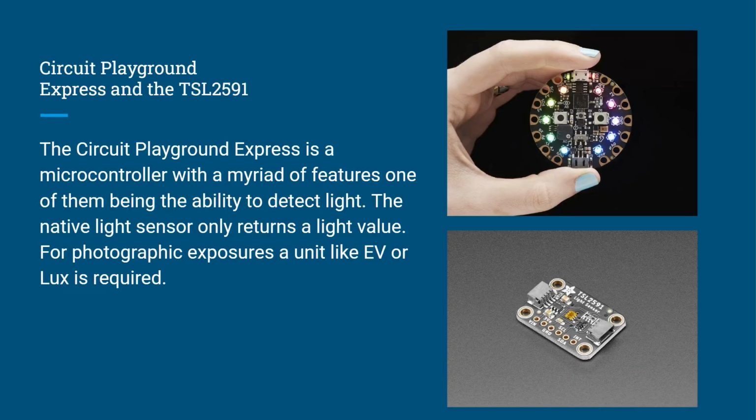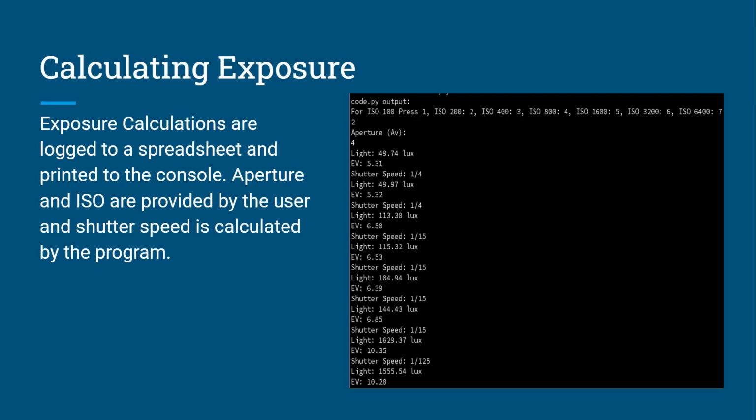So for this project I used the Circuit Playground Express, which is a microcontroller with plenty of features, one of them being able to detect light. The native light sensor only returns a light value. For photographic exposures, a unit like an EV or lux is needed, so that's where the TSL 2591 add-on really helps. It is a luminosity sensor, so it can read in lux. Lux can be converted to EV, which is exposure value, and then the EV can be used to calculate proper exposure.